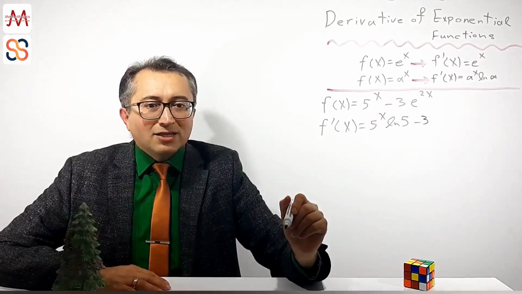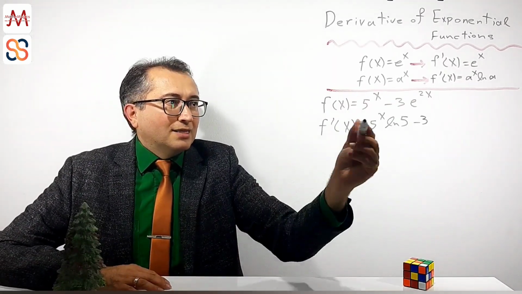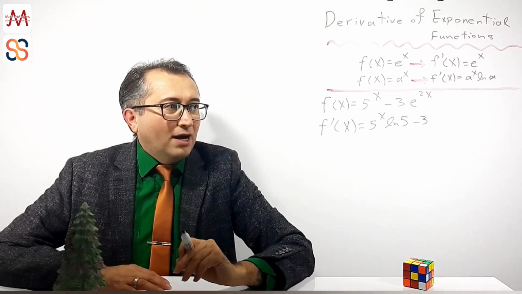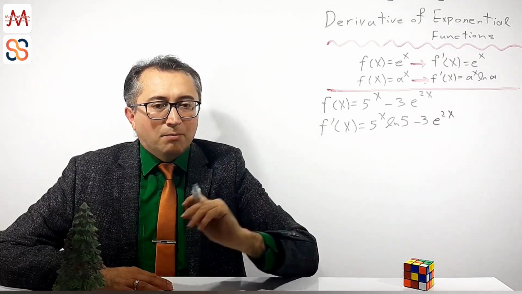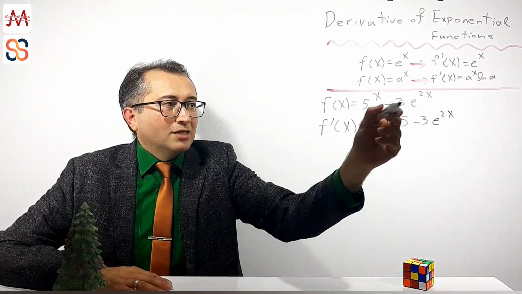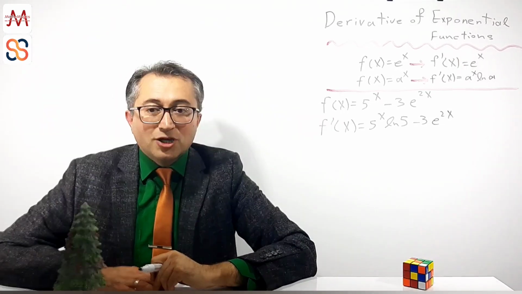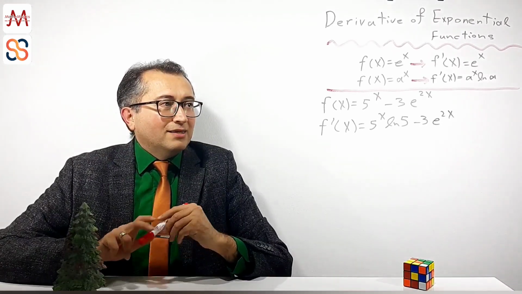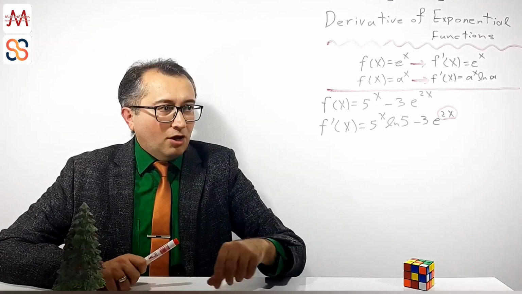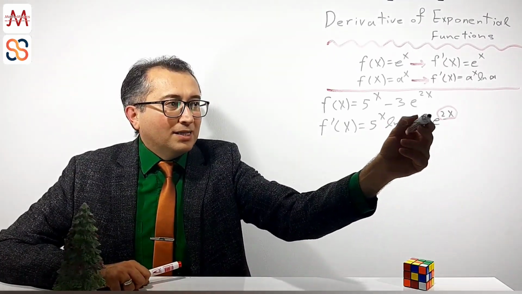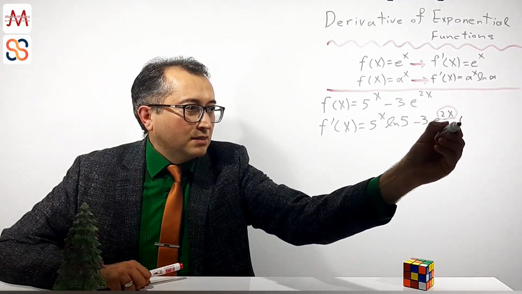This is a natural exponential function. Using the first formula, the derivative of the natural exponential function is itself, so we have e to the 2x. But the point is this: 2x is not a simple x, so we have to apply the chain rule. Just identify that this 2x is the inside function, so it must be multiplied by the derivative of this inside function. The derivative of 2x is 2.